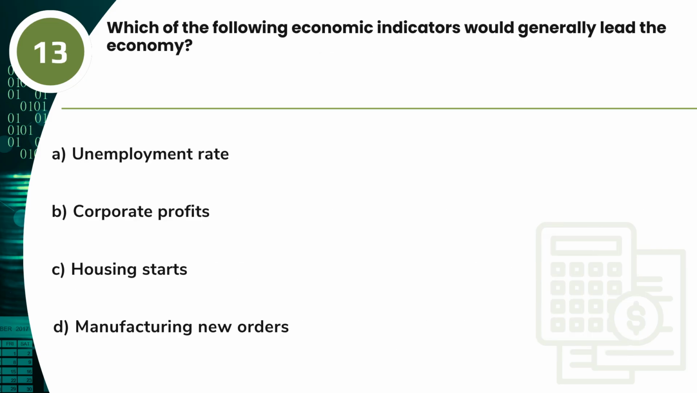Question 13. Which of the following economic indicators would generally lead the economy? A. Unemployment rate. B. Corporate profits. C. Housing starts. D. Manufacturing new orders.